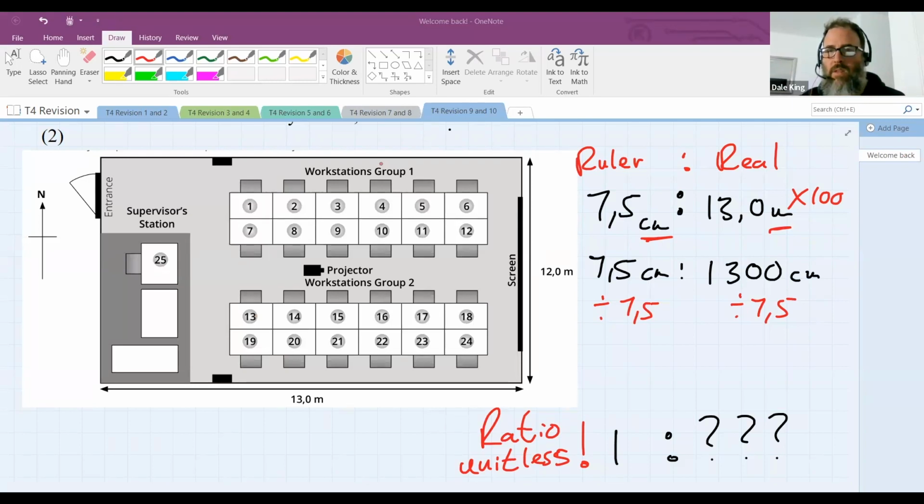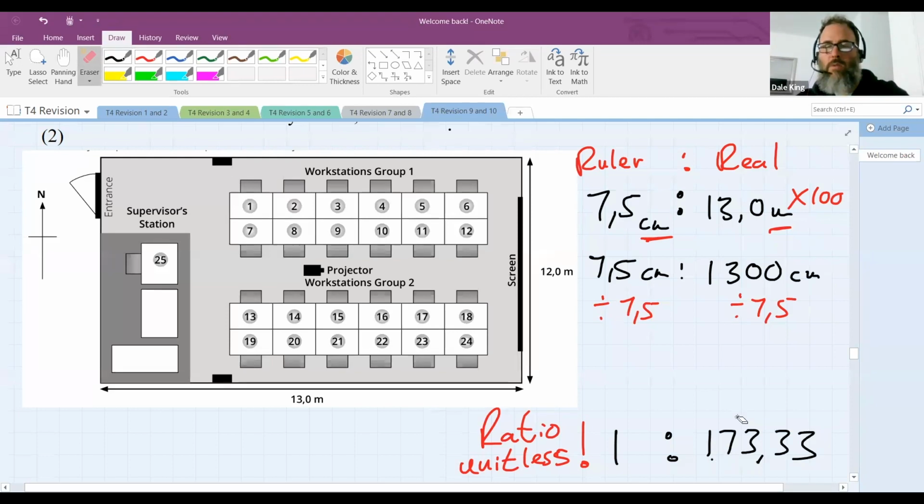We're going to use this method here, divide by 7.5, because that'll get us right down to 1. Okay, so 7.5 divided by 7.5 is 1. But I need to do 1,300 divided by 7.5. And that gets me to 173.33. So the answer is 1 is to 173.33. All right. Now you don't need to write the units now. Ratios are unitless because we assume that the units are all the same.